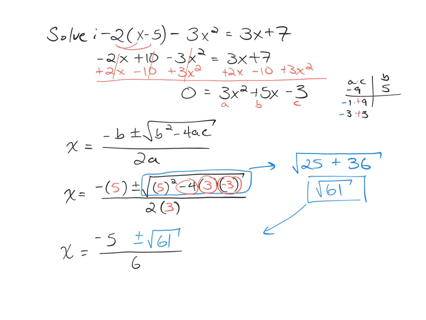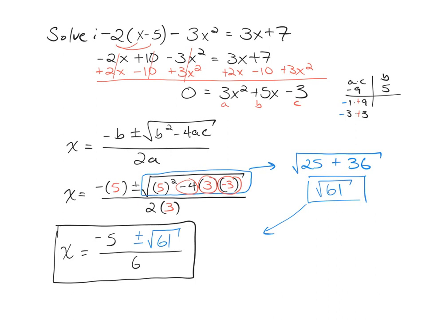Is there a number that you can divide evenly into all of them that is not 1? Negative 5, 1, and 6. And the answer is no. So this is our simplified answer for the solutions of this quadratic equation that we started with.